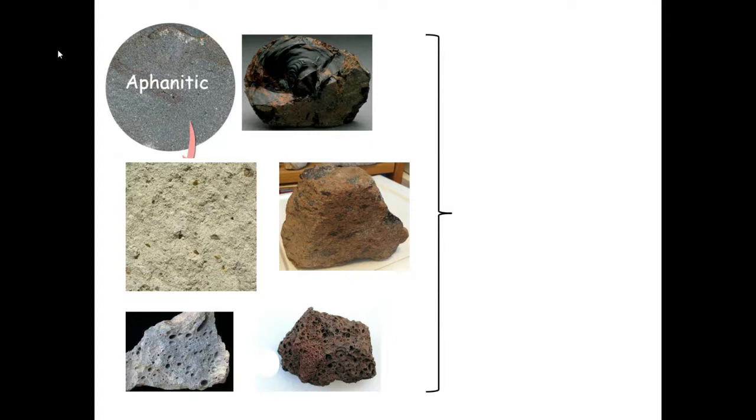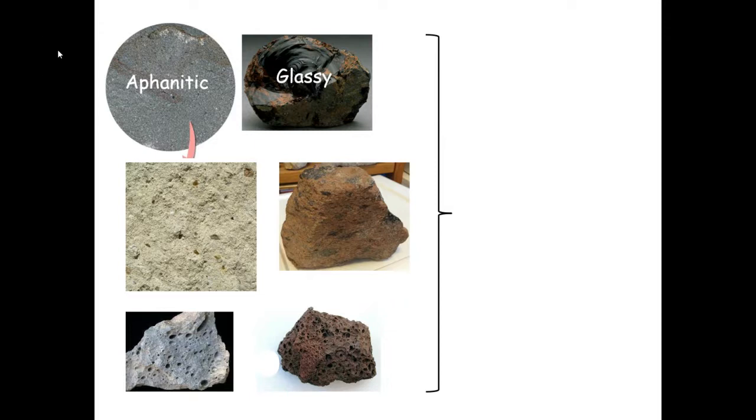The texture of the rock adjacent to the right of the aphanitic texture is glassy, pretty self-explanatory, reflective. A lot of conchoidal fracturing can occur with igneous rocks with a glassy texture, particularly obsidian, which you see here, with very sharp edges, conchoidal fracturing.